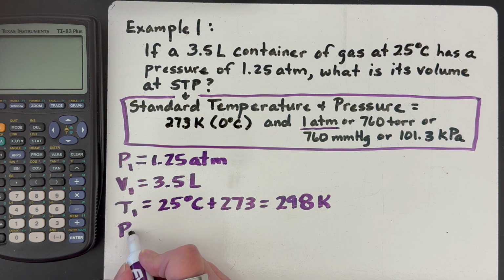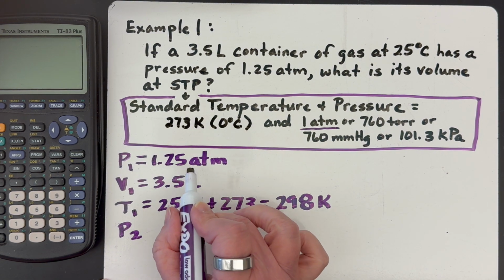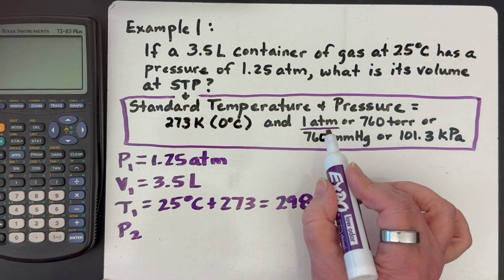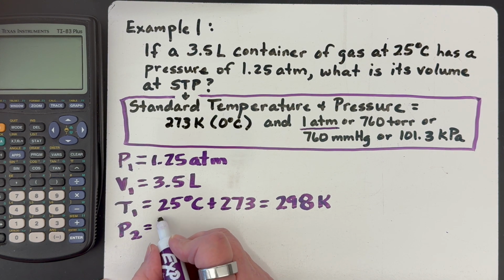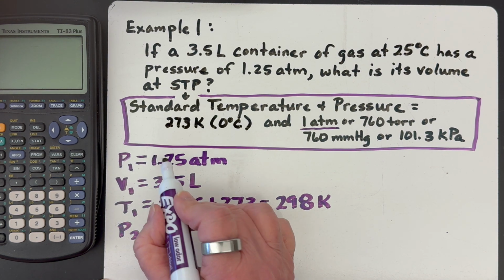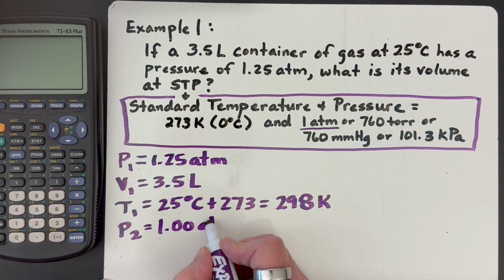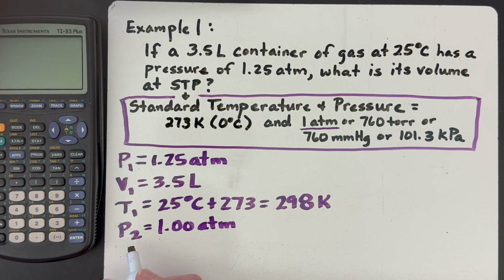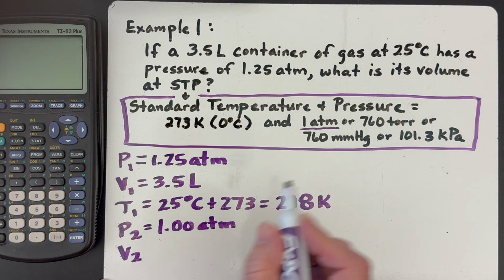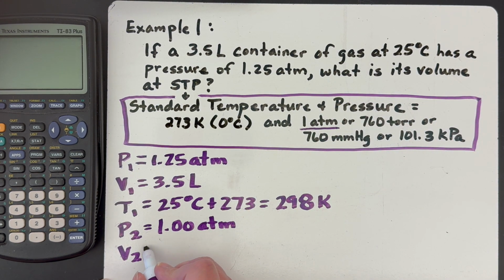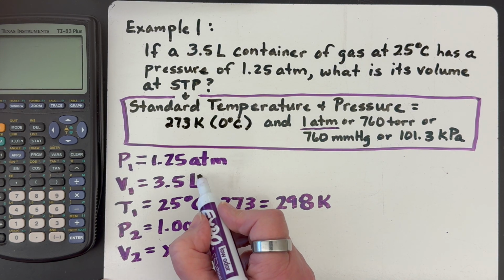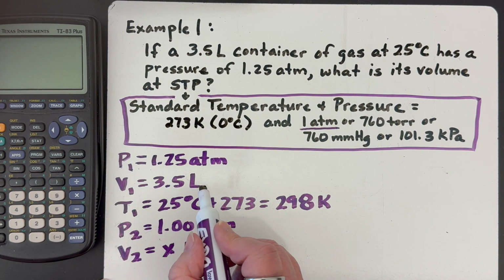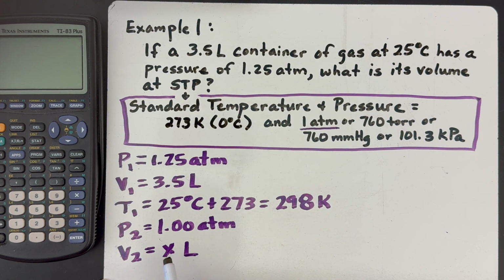Our pressure 2, we were told is standard, and we want it to be the same units as pressure 1, so standard in ATM is 1 with as many zeros as we want. We'll put 2 since that one has 2 decimal places. Doesn't really matter. And then volume 2, we were asked to find what is its volume, so that's going to be our X, and that is going to come out in liters because our volume 1 is in liters, so when we find our answer it's going to come out in liters. And temperature 2, we were told was standard temperature, and standard temperature in Kelvin is 273.